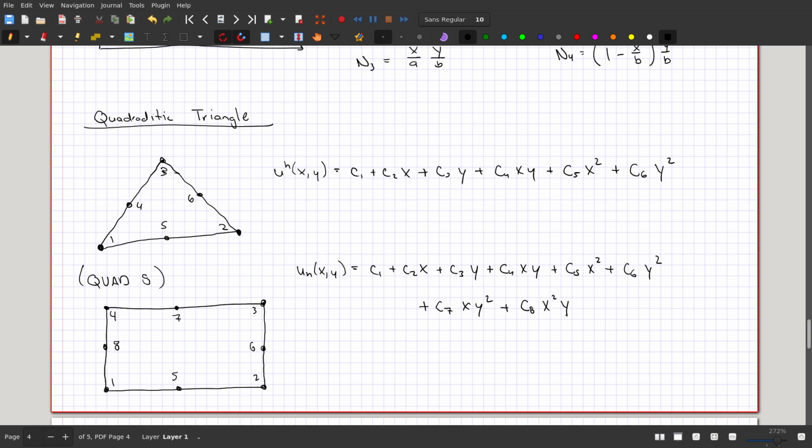Now, we could also add one element right to the center. This is called a, I don't know where the name comes from, but these are known as serendipity elements. And you would obviously have the term that completes the Pascal triangle, right? So that's the C9 x squared y squared.